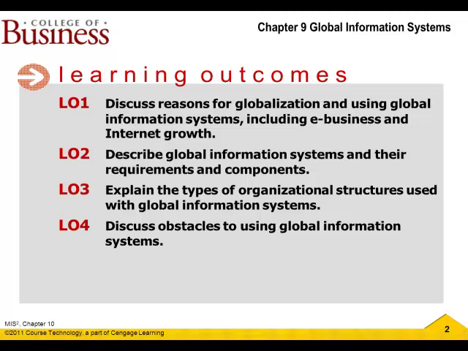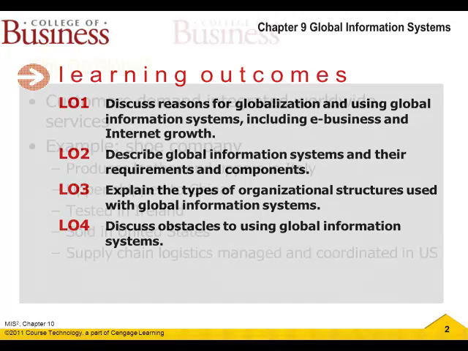The second objective, of course, is to describe the global information systems and the components of those systems. Thirdly, we're going to explain the types of organizational structures that we can use with global information systems, and we'll explore that a little bit. We're going to discuss some of the obstacles to using global information systems, and they're a little bit different than our normal information systems or local information systems.